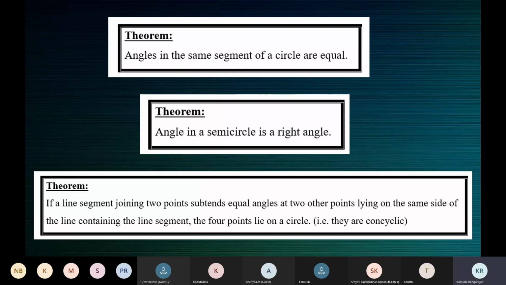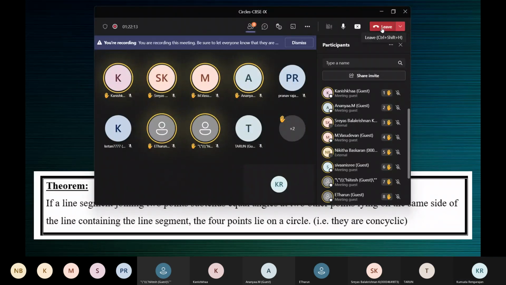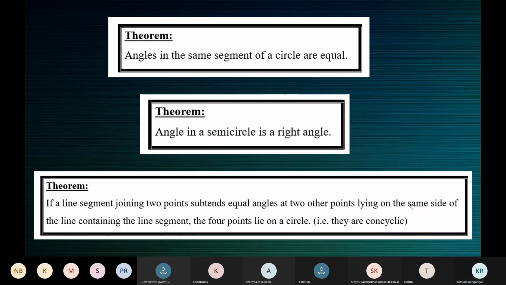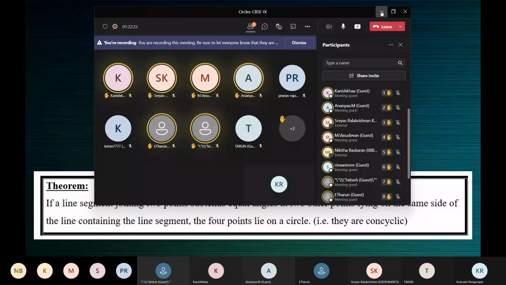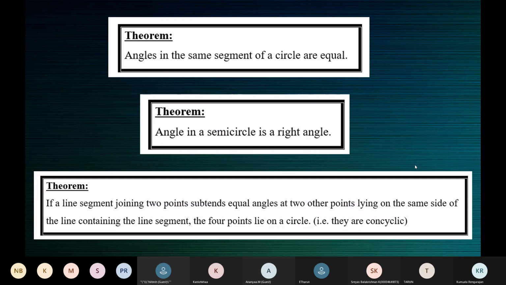Okay, now the last one. If a line segment joining two points subtends equal angles at two other points lying on the same side of the line containing the line segment, the four points lie on a circle. So what is this?